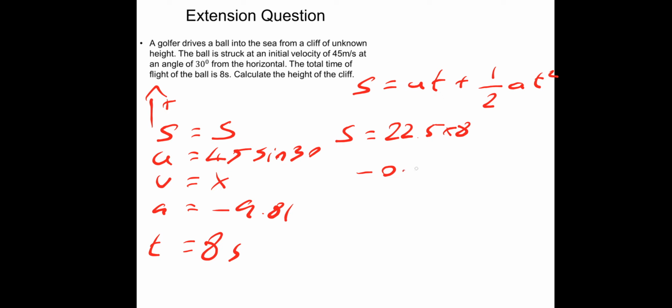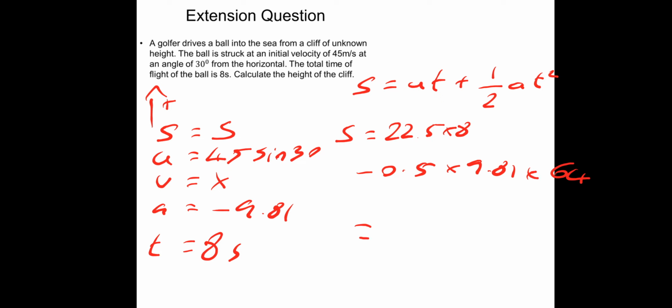So we simply just need an equation without v in it. So we can go with S equals ut plus half at squared. So the displacement would be ut, so that would be 45 sine 30, which is 22.5, multiplied by 8. Plus a half at squared. But obviously the acceleration is negative, so it's going to be minus a half times 9.81 times time squared, which is 8 squared, so times 64.